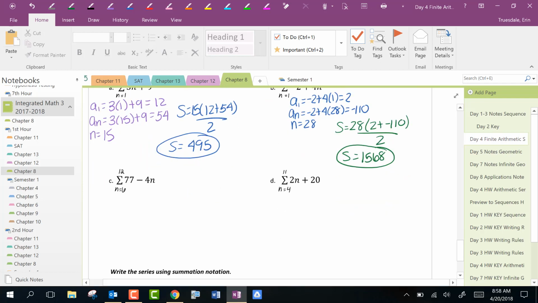Okay, let's try one where it doesn't start at term 1. Okay, so here it doesn't start at term 1. So to find A1, or the first term, I'm actually plugging in 6, because we're starting at the 6th term in the sequence. Tells you right here. Any questions on that? You plug in 6. Okay, and so when I plugged in 6, I got 53.